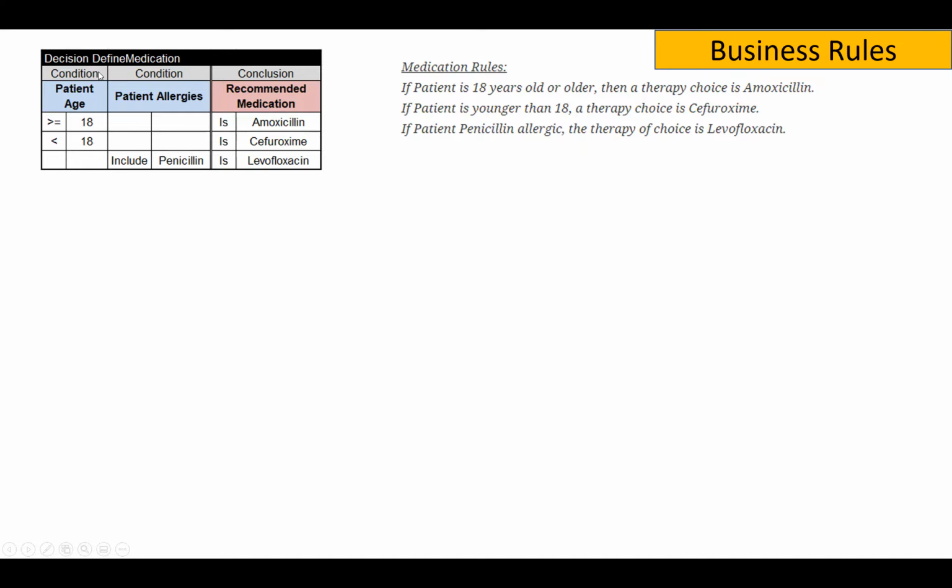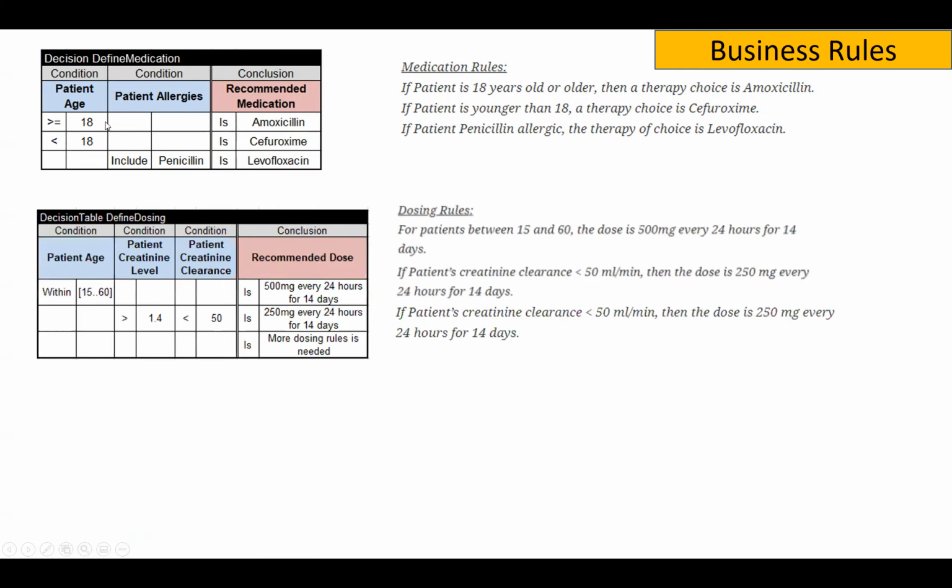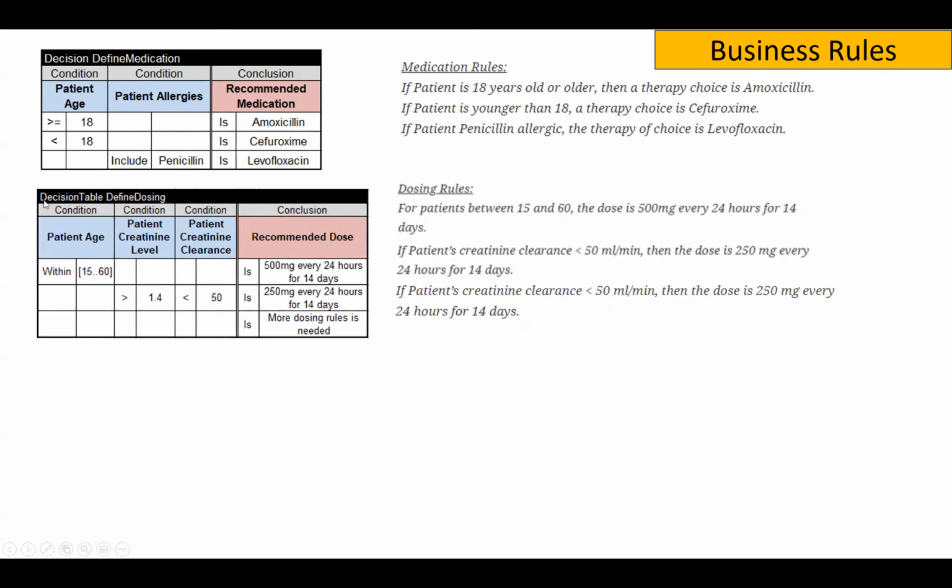This is a multi-hit table defined by the keyword Decision. But if we go to the dosing rules, here you will see that in the top left corner, we have another keyword, DecisionTable. This is the most frequently used decision table, called a single-hit decision table. The difference between DecisionTable and Decision is that a single-hit decision table stops working when it hits the first rule.